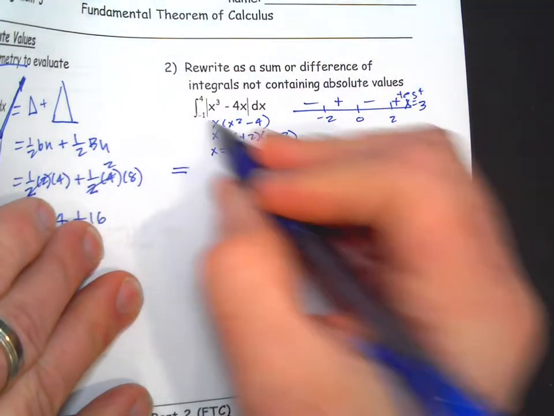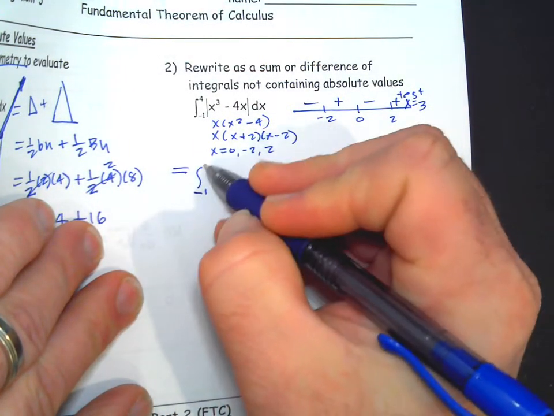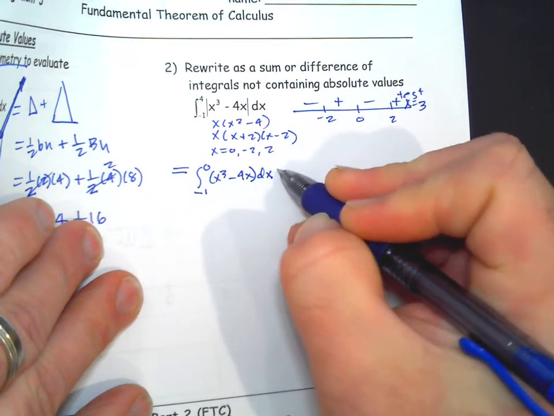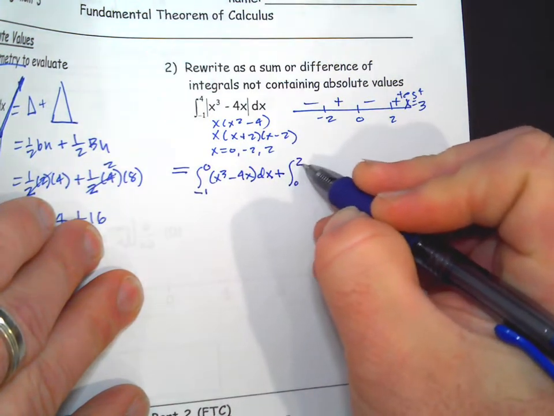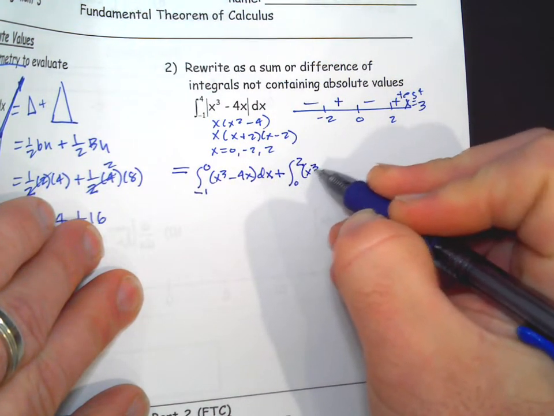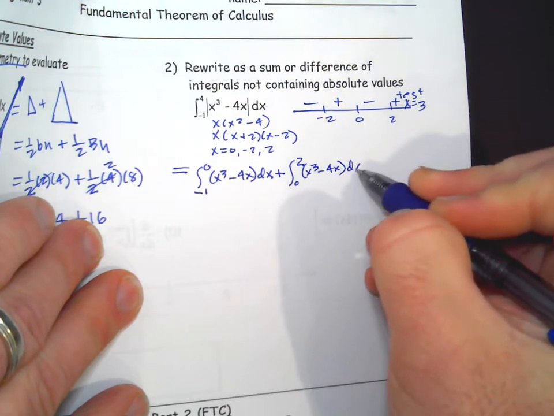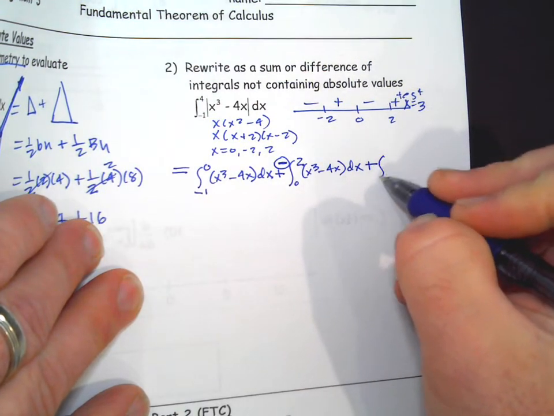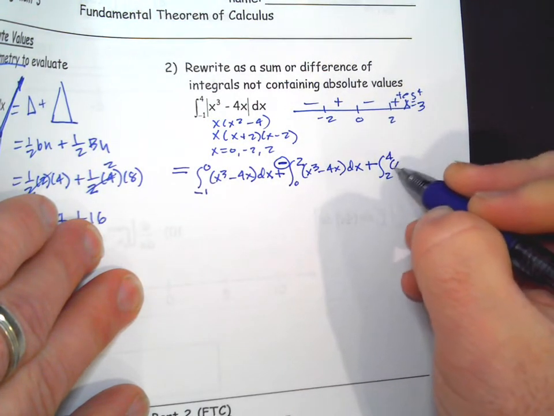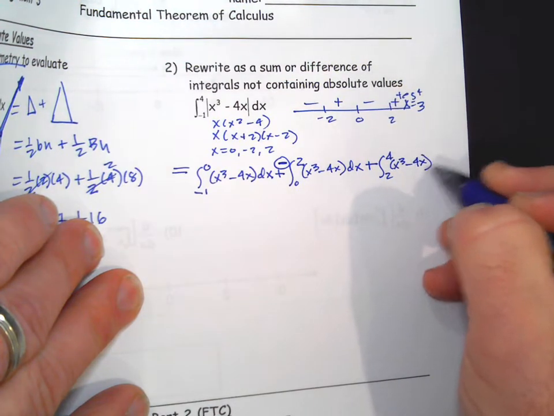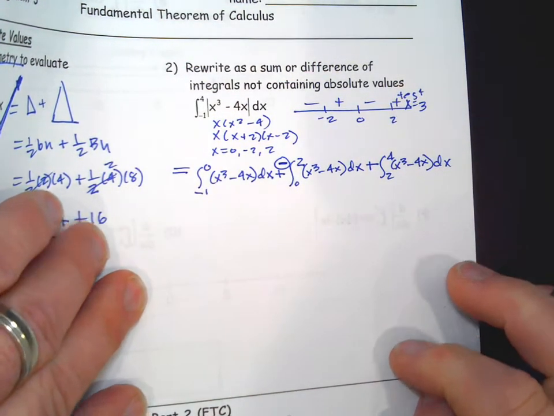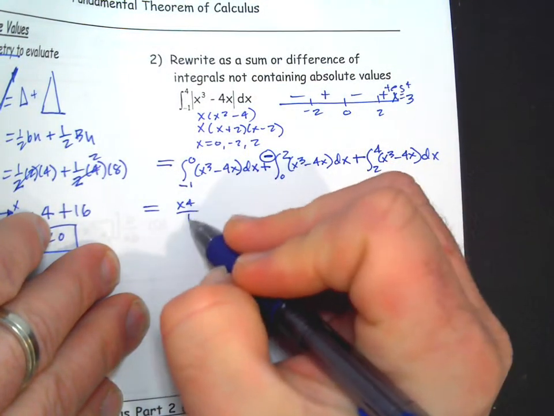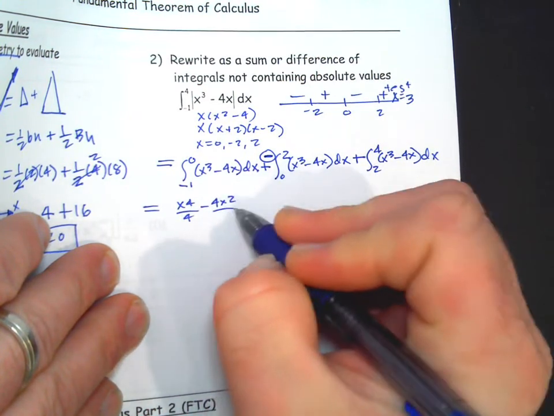So if you're going from -1 to 0, drop the absolute values. It's positive, don't need to do anything extra. Then we're going 0 to 2 and drop the absolute values, but this is going to come out negative, so we fix it by making it positive by putting a negative in front. Then 2 to 4, drop the absolute values. That should be good. Okay, so now integrating them, x to the 4th over 4 minus 4x squared over 2.